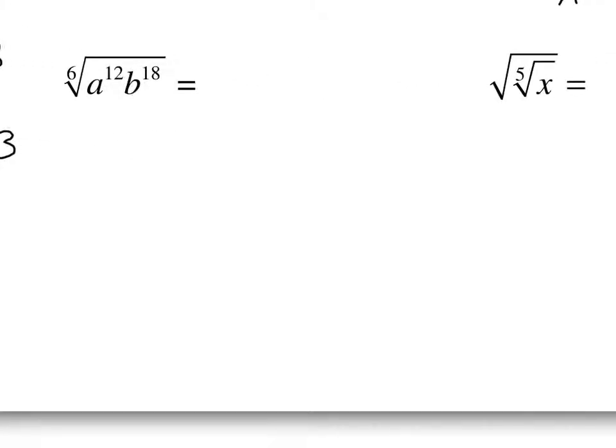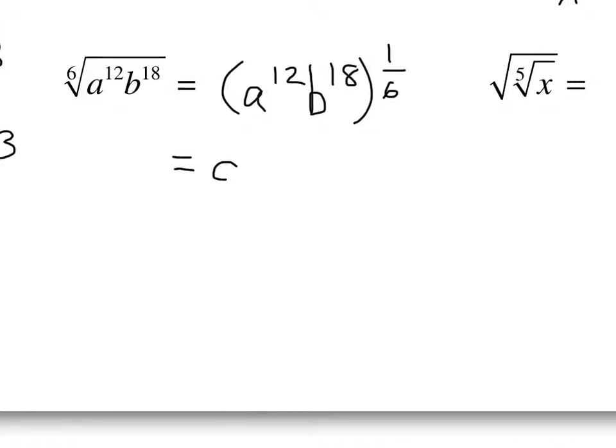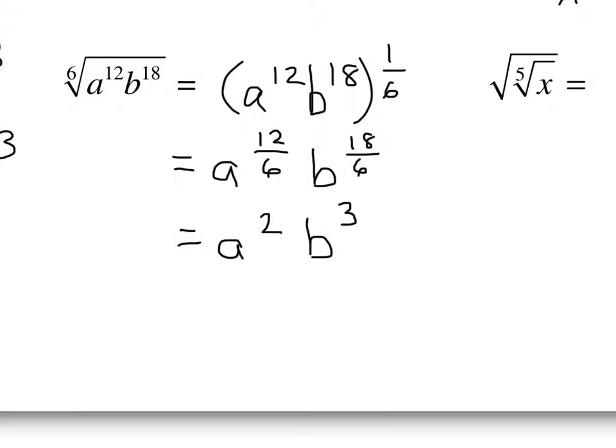We have the 6th root of a to the 12th, b to the 18th. So this is a to the 12th, b to the 18th, to the 1/6 power. What do you do with exponents inside and outside the parentheses? You multiply them. So really that gives you 12/6 and 18/6. What is 12 over 6? 2. What is 18 over 6? 3.